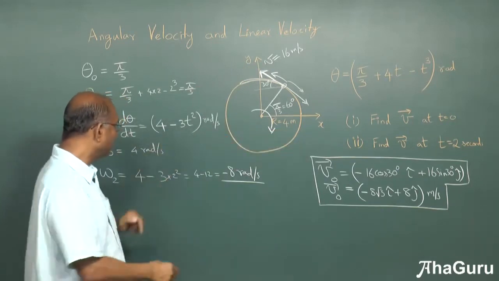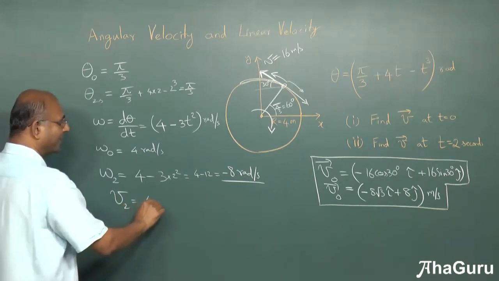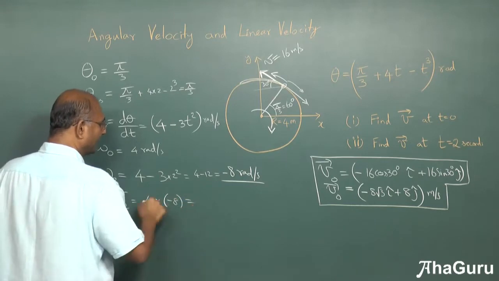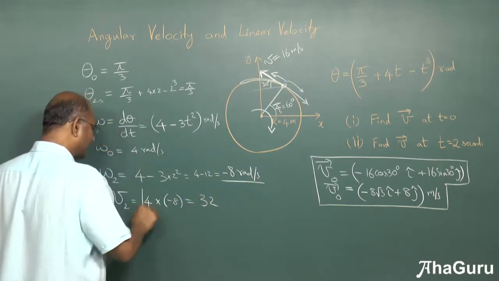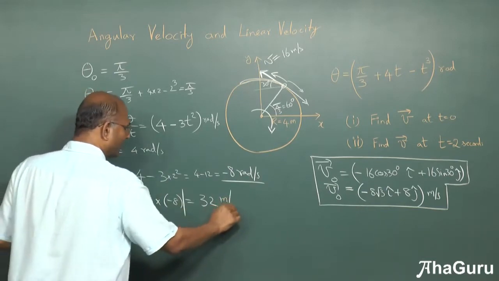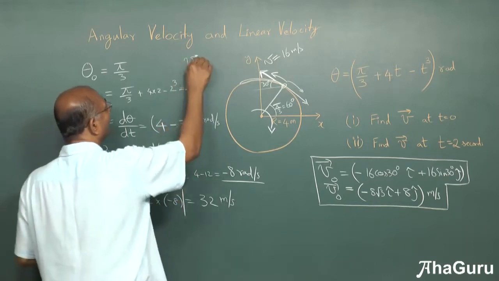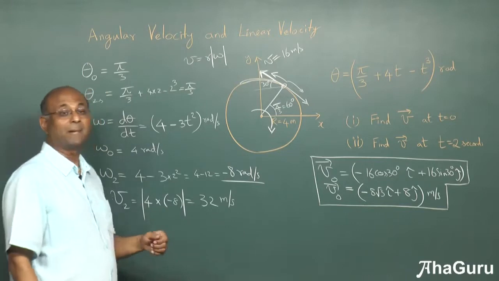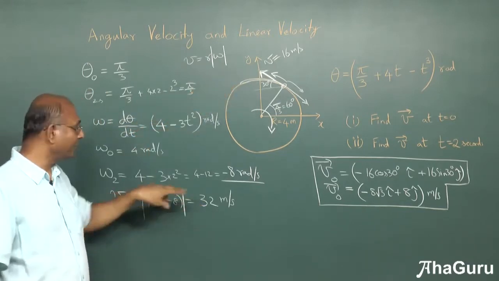So that means when I find the speed at 2 seconds and I say it is r omega, r is 4 meters into minus 8, it is going to give me the answer as minus 32. Don't do that. This is only the speed. So this is 32 meters per second. When you're talking about r omega, v equals r omega, we are talking about the magnitude of omega. This is only the speed. So the speed is 4 into 8, 32.